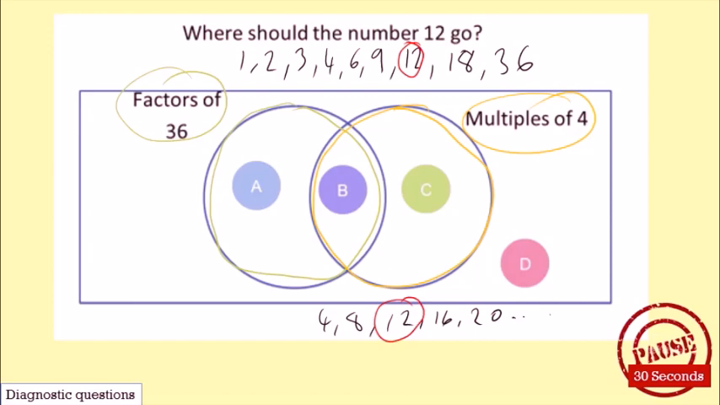Because it is in both of those categories, it would go into the overlap of the circles in the Venn diagram. Okay, so the overlap represents anything that is a factor of 36 and a multiple of 4. And just note that you only put it in the middle once. Okay, because that 12 is in the middle, it satisfies both of those circles. It's in both of those circles each once.